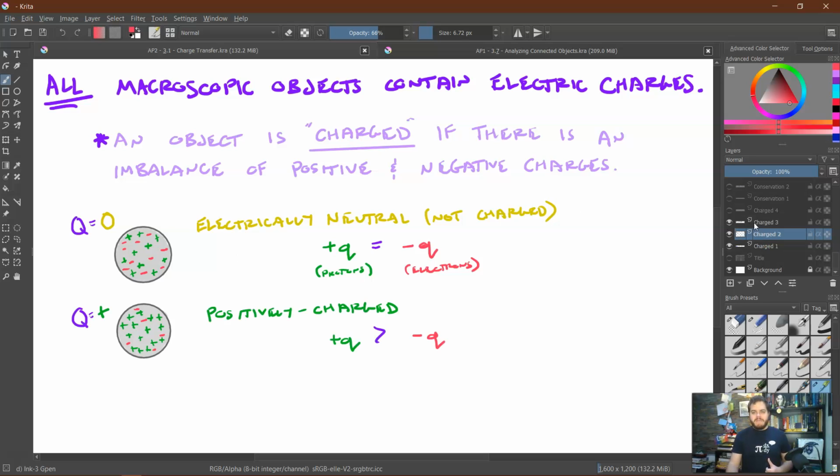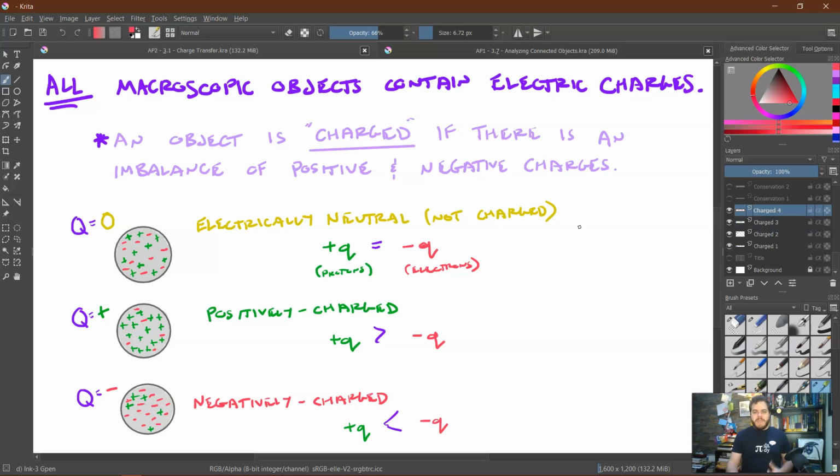But we can have an imbalance. If it is positively charged, it means we have more protons than electrons. And if it is negatively charged, it means we have more electrons than protons.